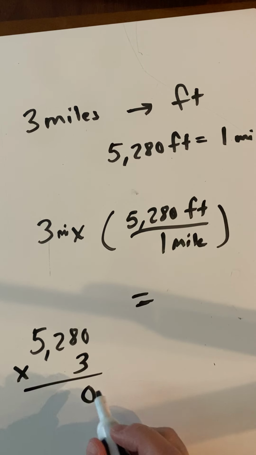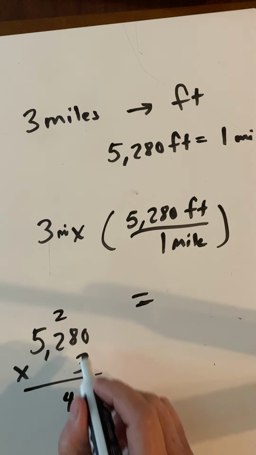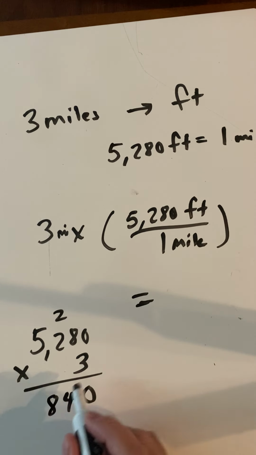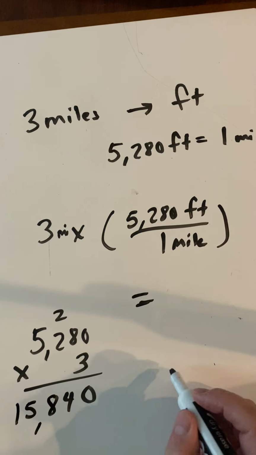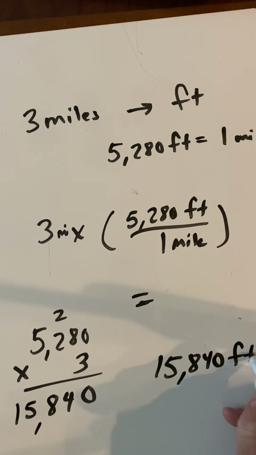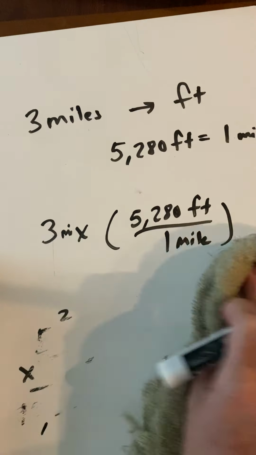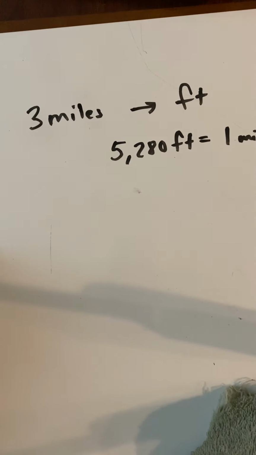3 times 0 is 0. 3 times 8 is 24. Carry the 2. 3 times 2 is 6, plus the 2 is 8. And 3 times 5 is 15. So there are 15,840 feet in 3 miles. And notice we multiplied. Now, I got to tell you, I am not a big fan of that method.